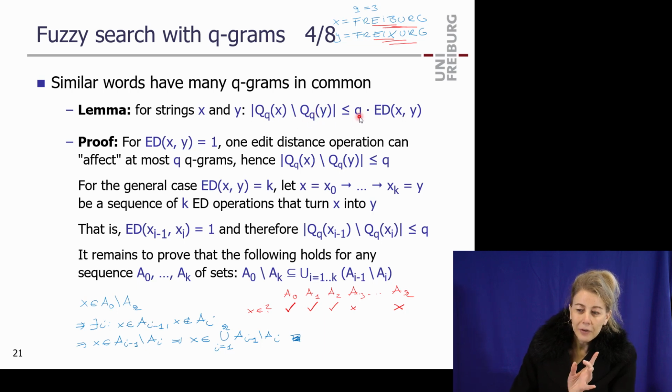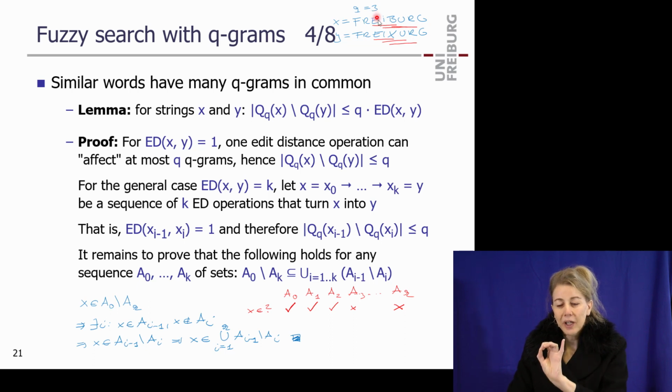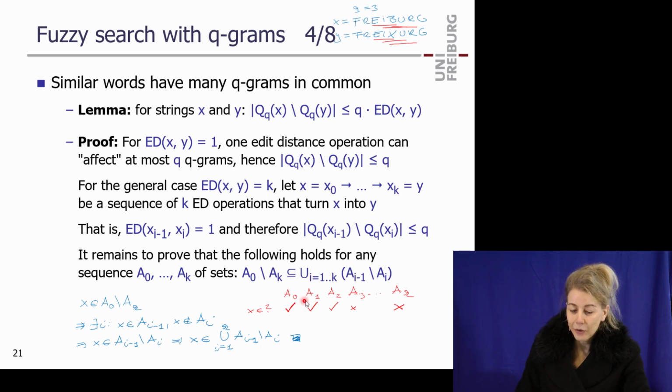If you have one change in a string, it affects at most q grams, and if you have k changes, it affects at most q times k grams. I think that's the very simple intuition of the proof. It's harder than expected to make it mathematically correct.